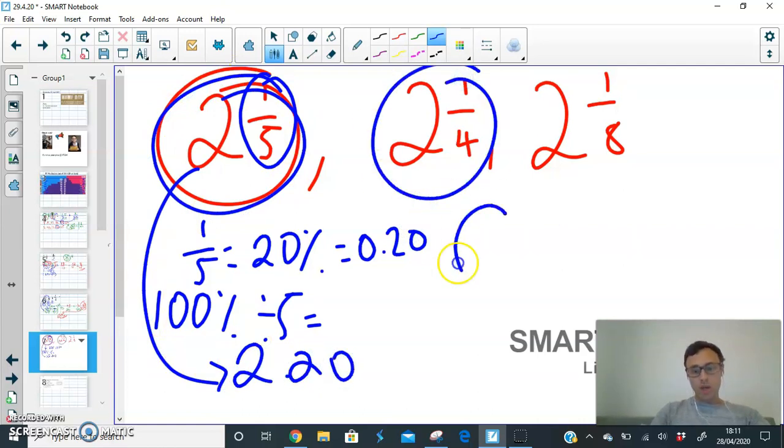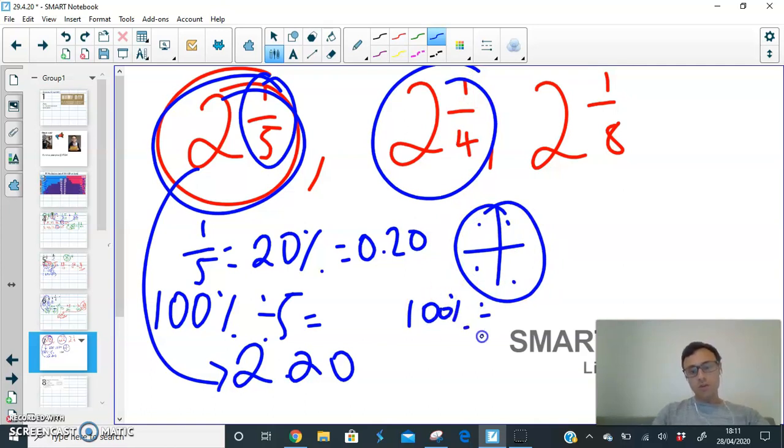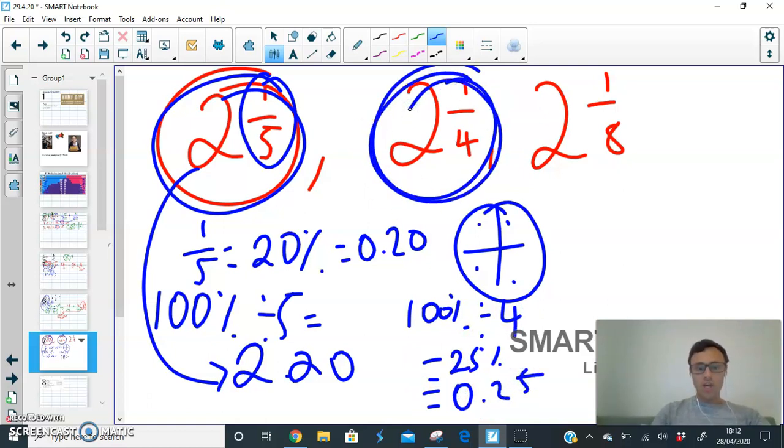2 1/4. Well, again, we've got 100% split into 4. So divide that by 4 is 25%, which is the same as 0.25. So 2 1/4 is the same as 2.25.